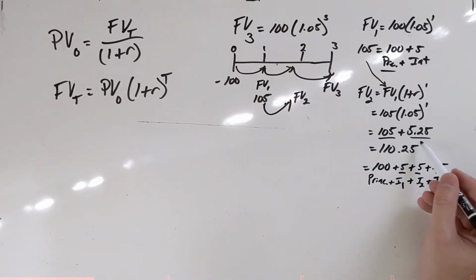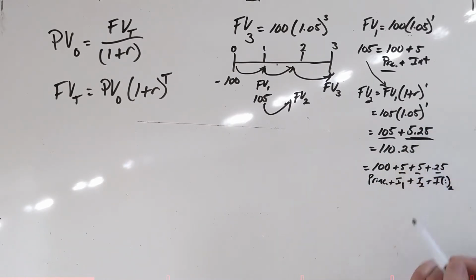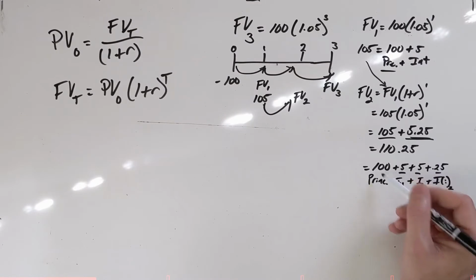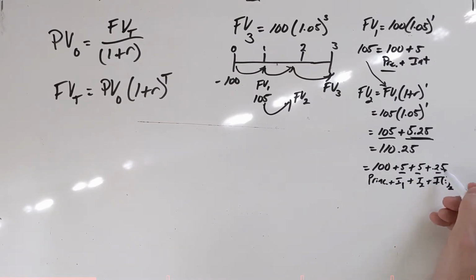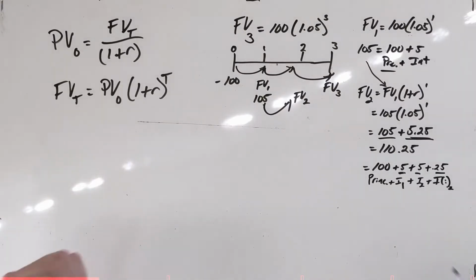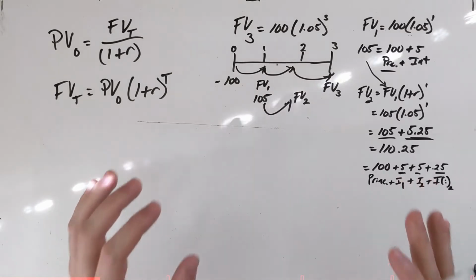In year 2 you gained $5.25, and the difference is the extra 25 cents came not because of your principal, but because of the interest that was left in the account. And so this is interest on interest, and that is compounding, right? Compounded interest, where not only your principal is gaining interest, but your interest is gaining interest.